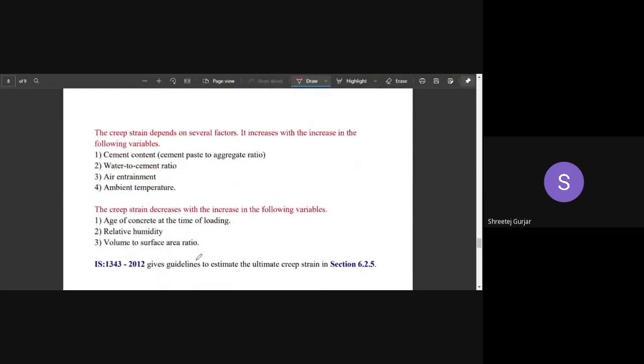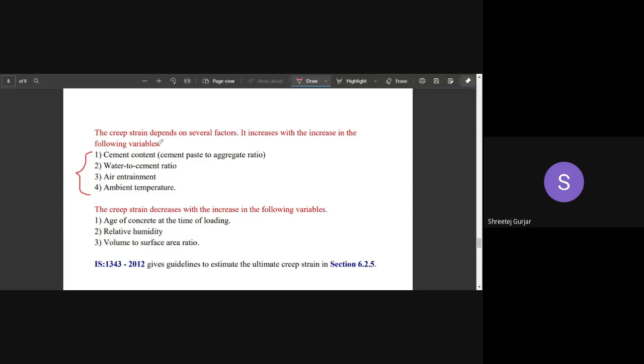Now coming to the next point. The creep strain depends on several factors. It increases with the increase in the following variables. If these four variables increase, then the value of creep strain will also increase.